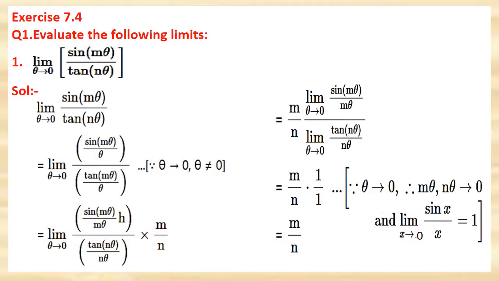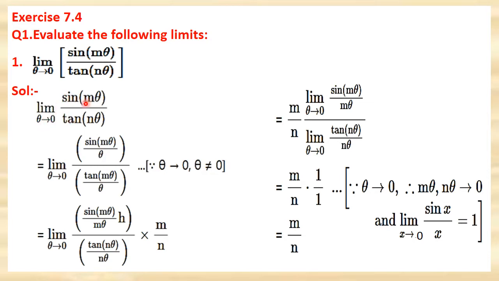Let's solve the sums of exercise 7.4. Question number 1. Evaluate the following limits. First one, limit theta tends to 0, sin m theta upon tan n theta. Now we can directly substitute the limit for both numerator and denominator, but we have the result only for sin theta. And limit theta tends to 0, sin m theta.